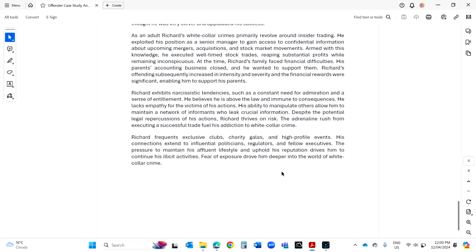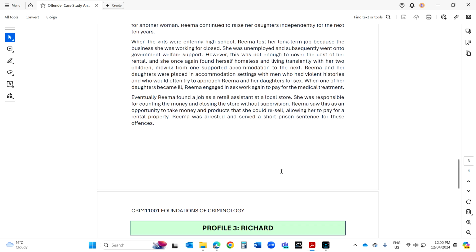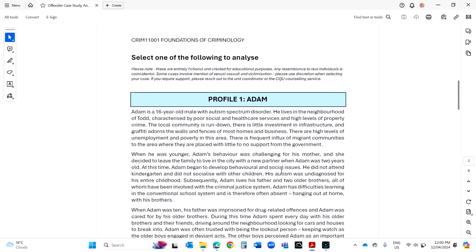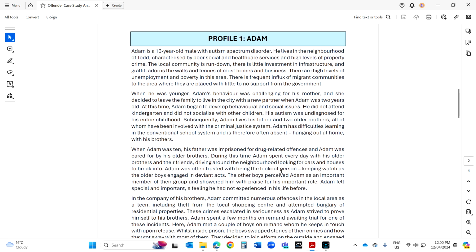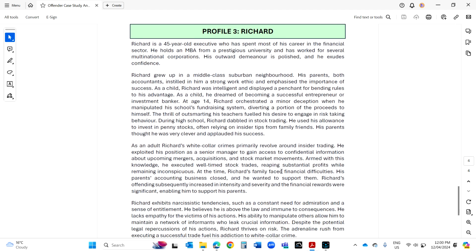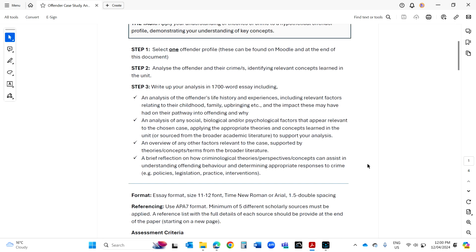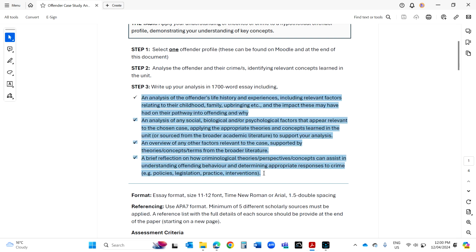They are all interesting. They all have numerous elements that you can pick up on. There is not one profile that will lend itself better than another to this assignment. They are just different. So choose a profile that you feel speaks to you in terms of your understanding of the theories. And then you need to write your 1,700-word essay. And in that, you cover these elements here.